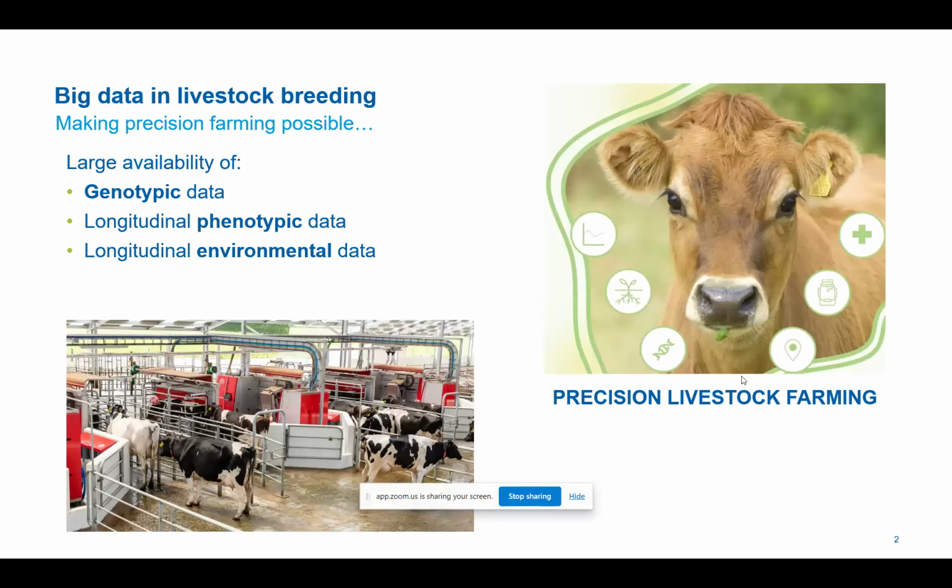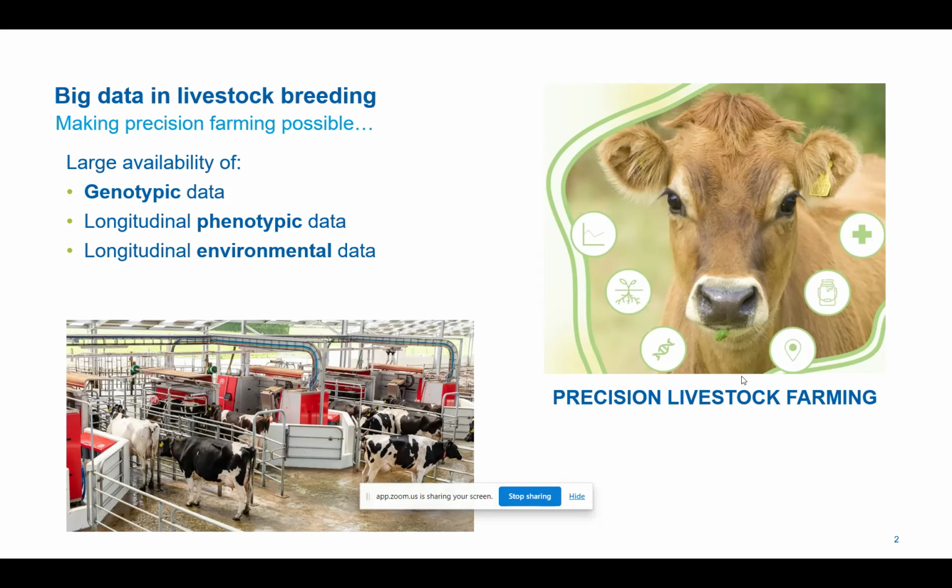So the starting point is that nowadays there is big data available in most farms, or in a lot of farms, and this makes precision farming possible. Why? Because nowadays breeders have genotypic data available. They can genotype their herd. They have longitudinal phenotypic data. The focus of this talk will be on milking robot data and dairy cattle.